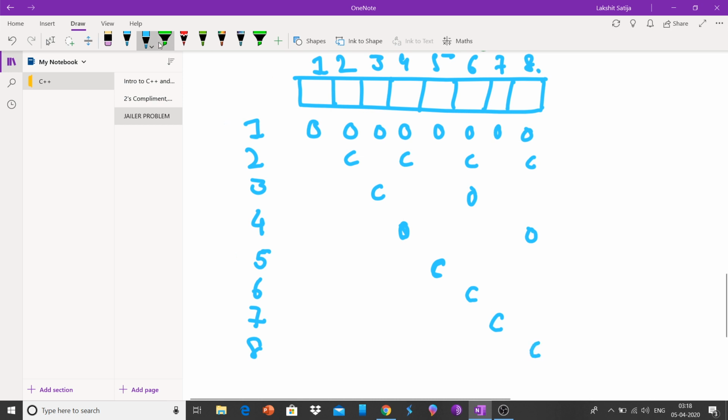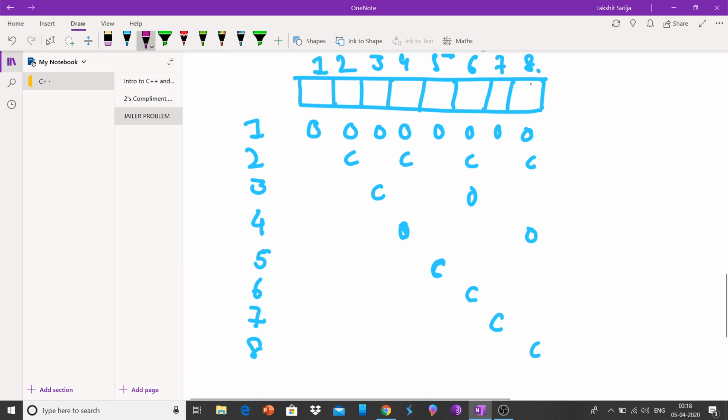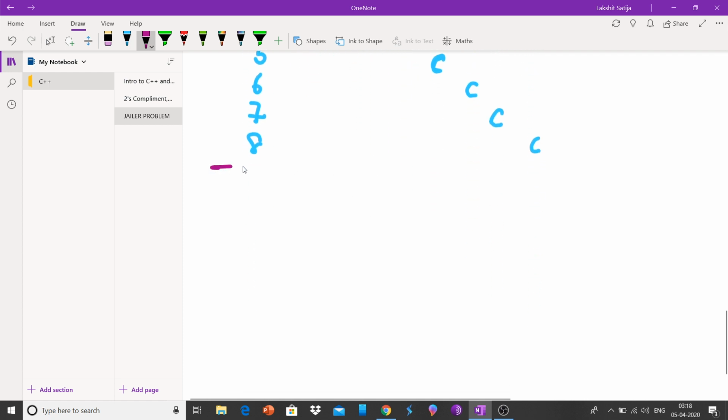So let us see how many doors are open. This is closed, this is closed, this is closed, this is closed, this is open, this is closed, this is closed, and this is open. So only 2 cells are open, the first and the fourth. Think about this problem, take some time, and come back to see the solution.